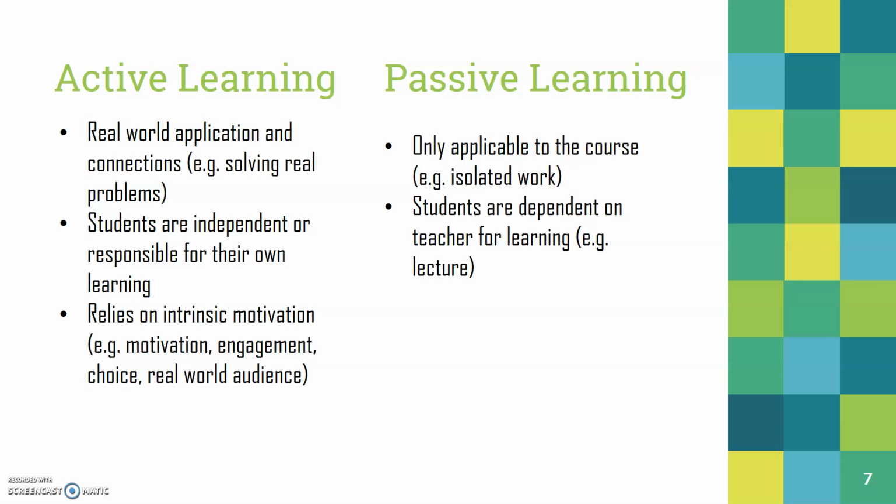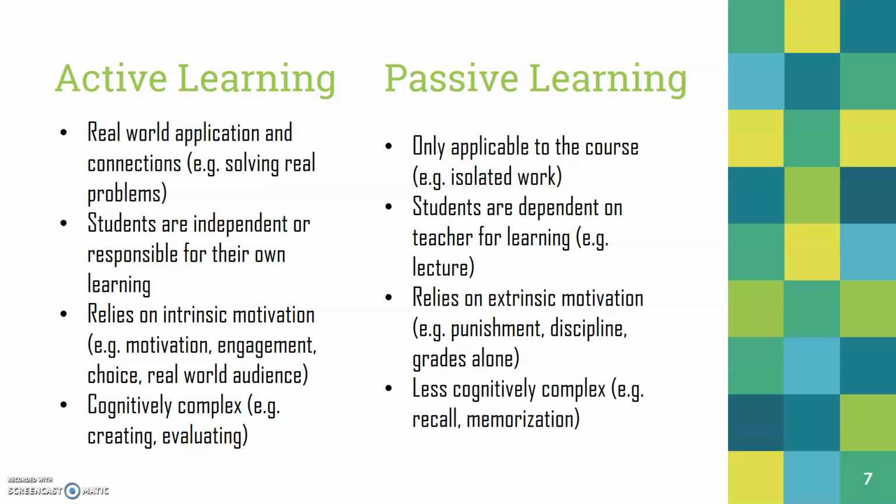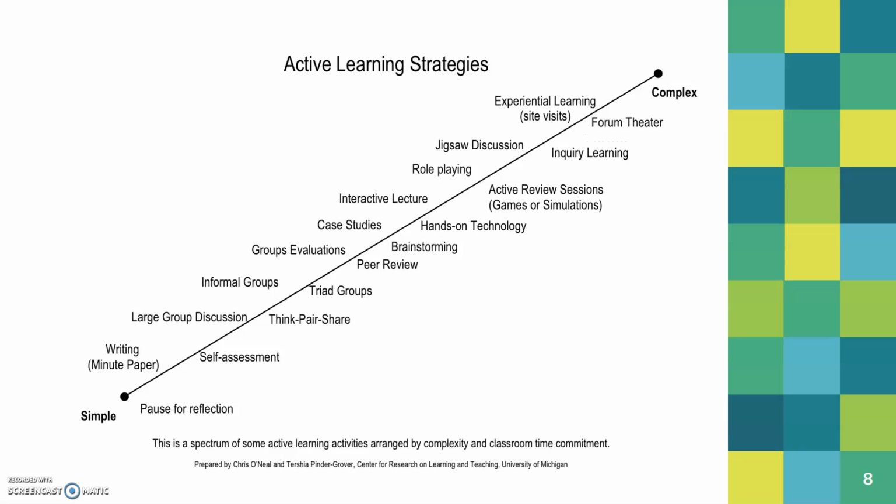Additionally, active learning relies on more intrinsic motivation, such as having a real-world audience, whereas passive learning relies on extrinsic motivation to get students to complete work. And active learning is going to be cognitively complex versus less cognitively complex. This can look very different depending on what classroom you are in and what discipline you're teaching.